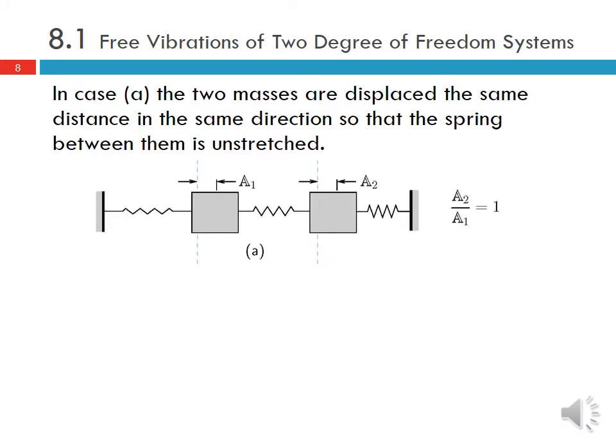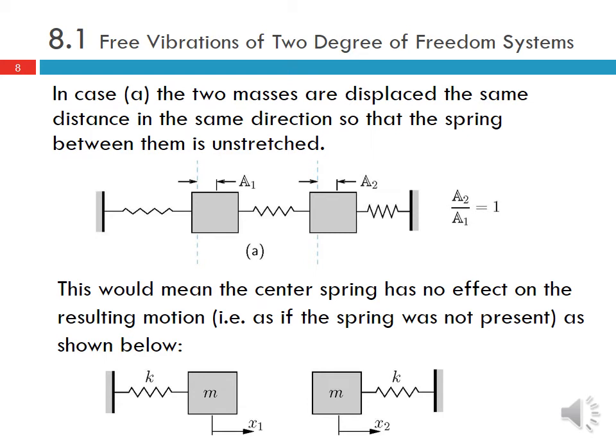So in case A, as I said, the 2 masses are displaced the same distance in the same direction so that the spring between them is unstretched. This would mean that the center spring has no effect on the resulting motion, so it's as if the spring was not present, and so we could represent the system as shown here, without the spring in the middle, because the spring was not stretched at all.